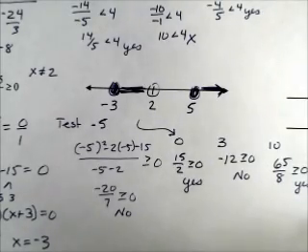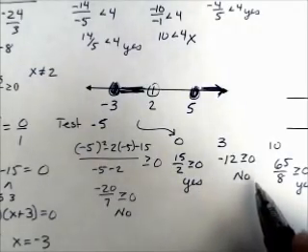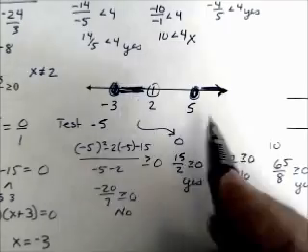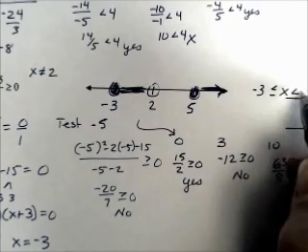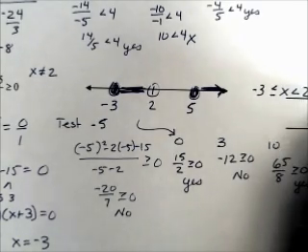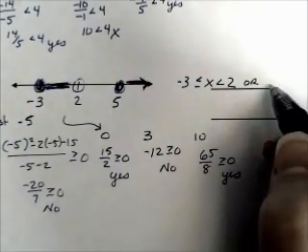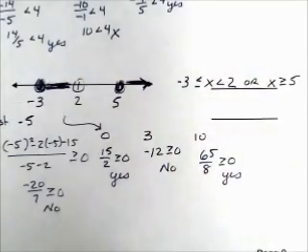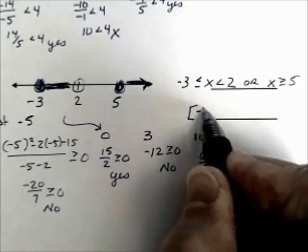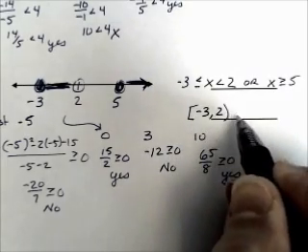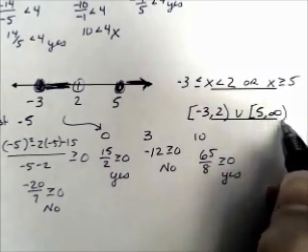Okay, so now symbolically, we have two separate sections here. We have an and part: x is greater than or equal to -3 and less than 2, or x is greater than or equal to 5. Interval notation, we have bracket -3, comma 2, parenthesis, union with bracket 5, infinity.